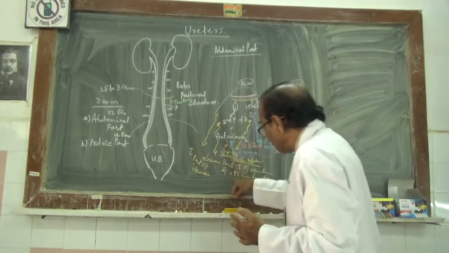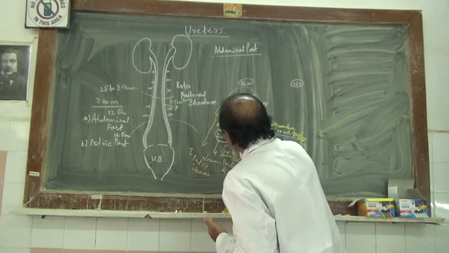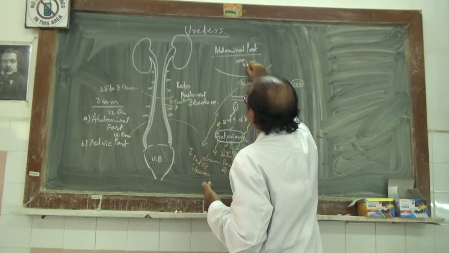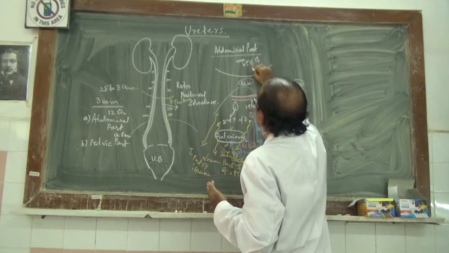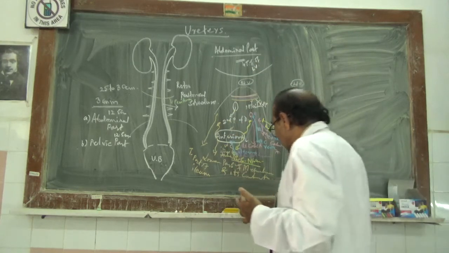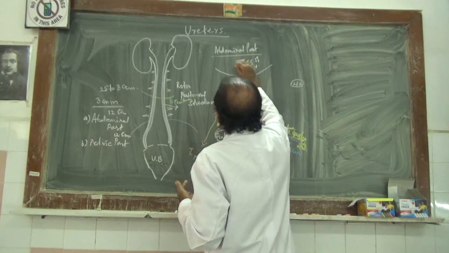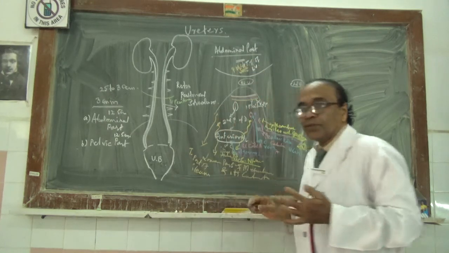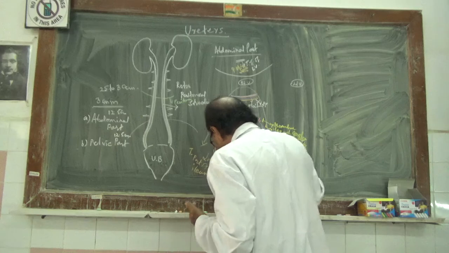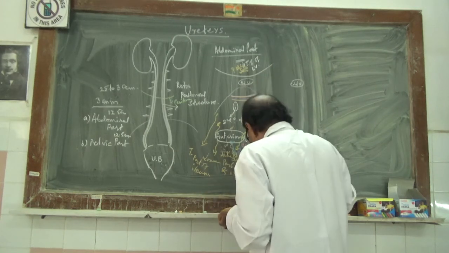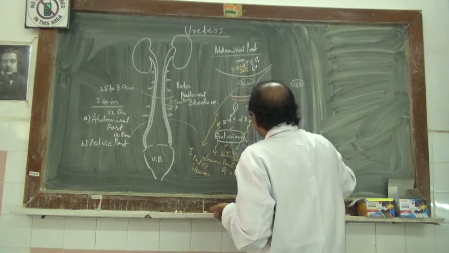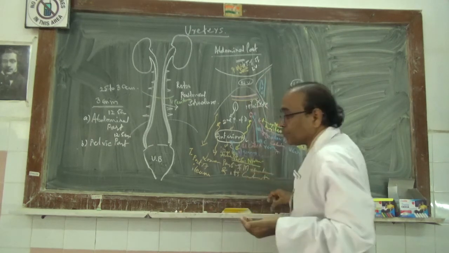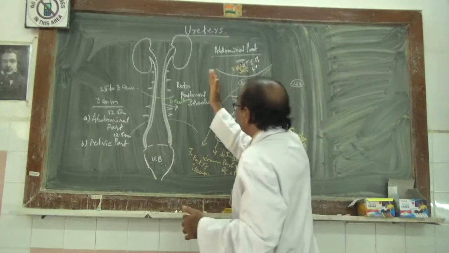So all these things will be there anteriorly. Now what will you have posteriorly? Posteriorly you have the transverse processes of the lumbar vertebrae, then the psoas major muscle. Then medially, this is the lateral part of the inferior vena cava. This is for the right ureter.